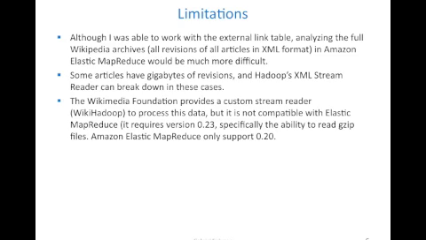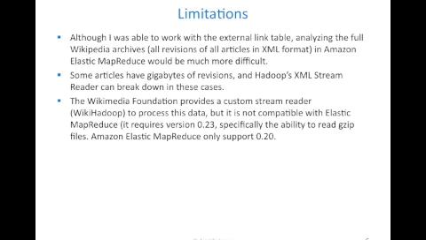However, if I wanted to go back and analyze that multi-terabyte archive of every revision, it would be much more difficult to do that with Elastic MapReduce, because these are XML files, but each XML page object may be a gigabyte or more in length. And one of the things that the Wikimedia Foundation has warned about is that with these file sizes, Hadoop's XML stream reader can break down and give poor results.